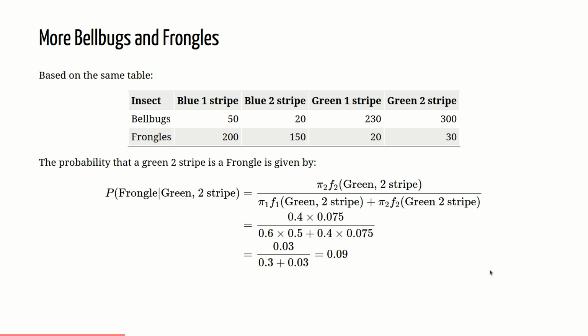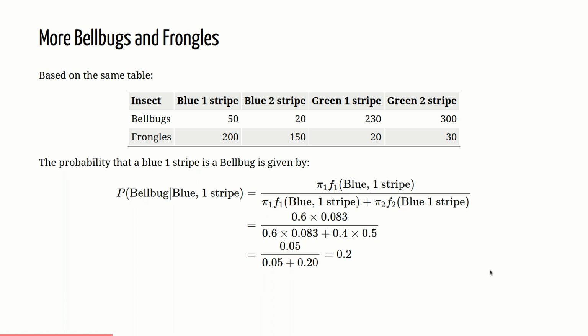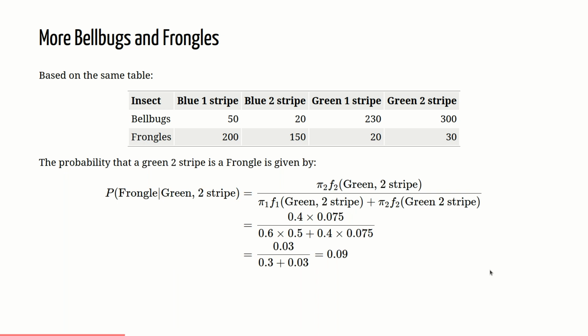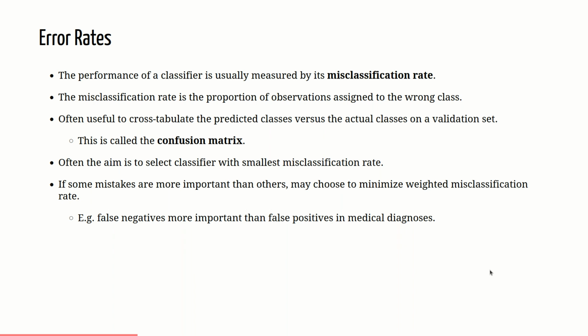So if we're observing a green two-stripe, we're about 10 times more likely to be a bell bug than a frongal. If we're observing a blue one stripe, then we're 4 times more likely to be a frongal than a bell bug. Okay, so that's how we do classification using Bayes' theorem.